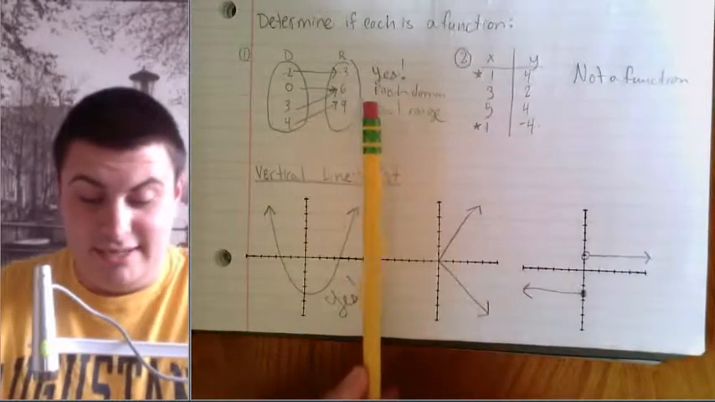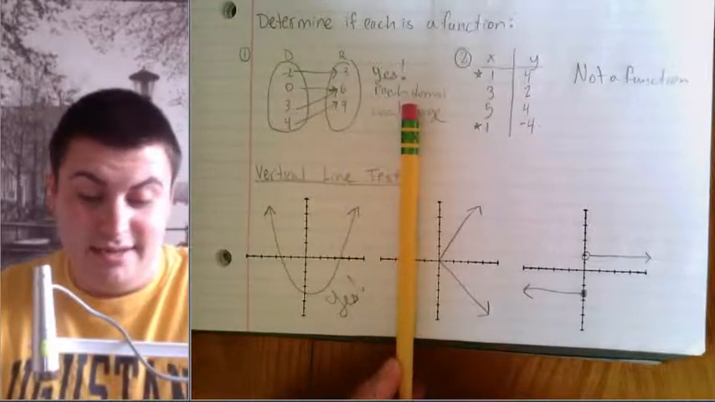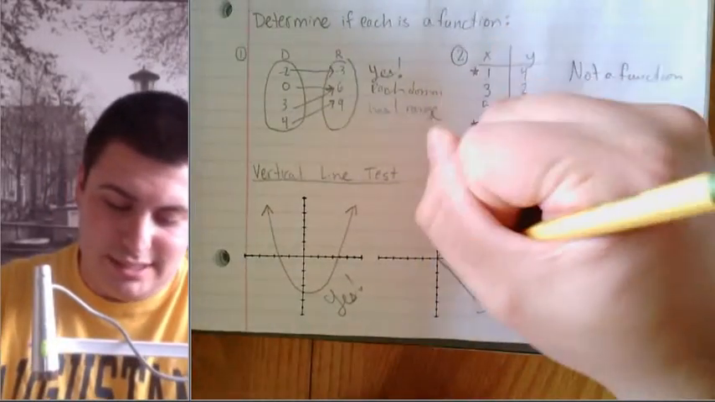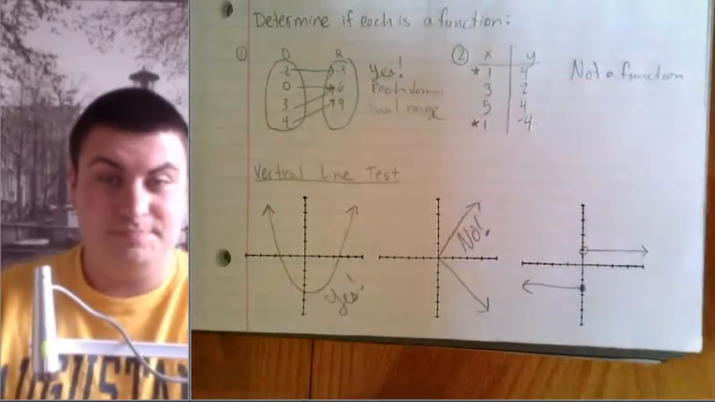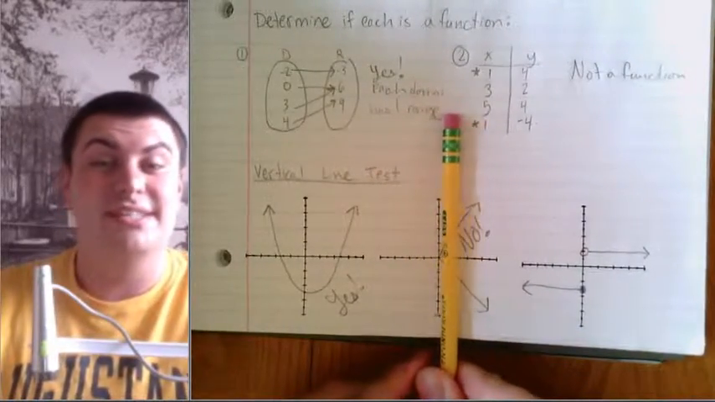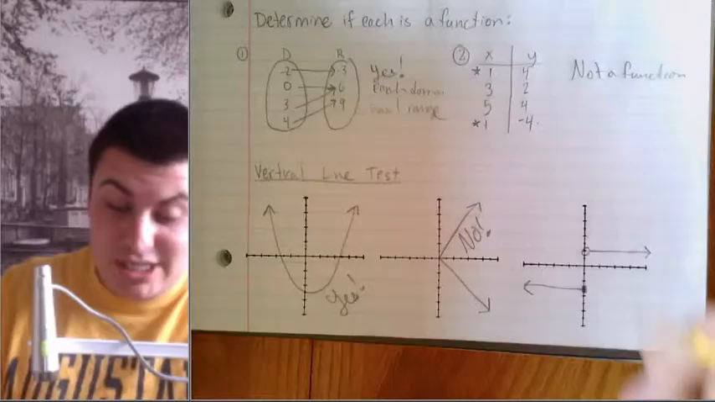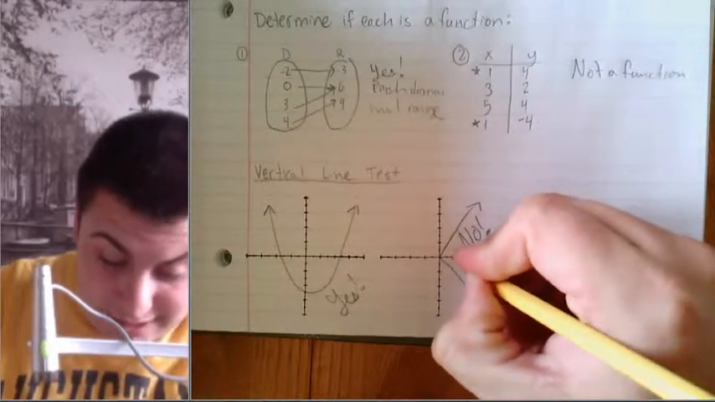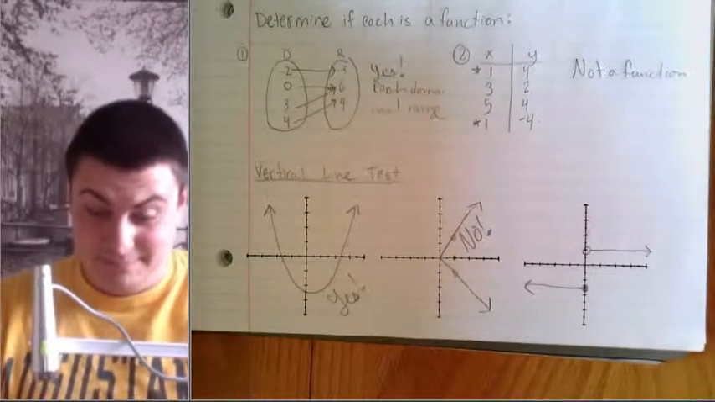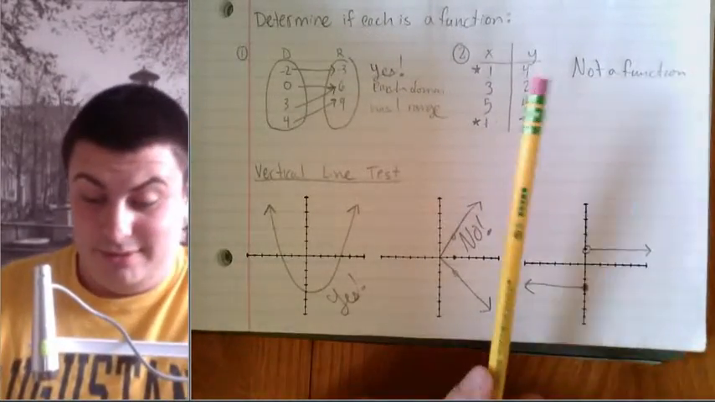Let's look at this second graph. None, that's okay. None, that's okay. Once, twice, twice, twice. No, this is not a function. It does not pass the vertical line test. The graph intersects this vertical line more than once. So if we think about it, this point here has outputs there and there. Not a function.